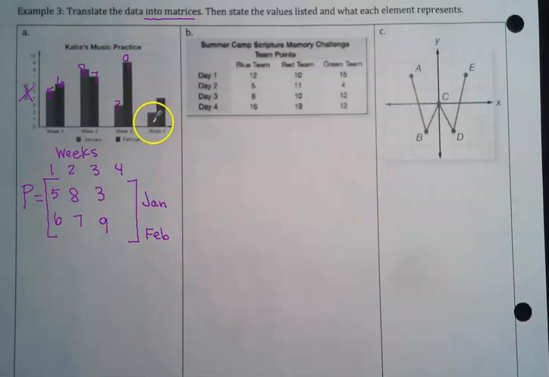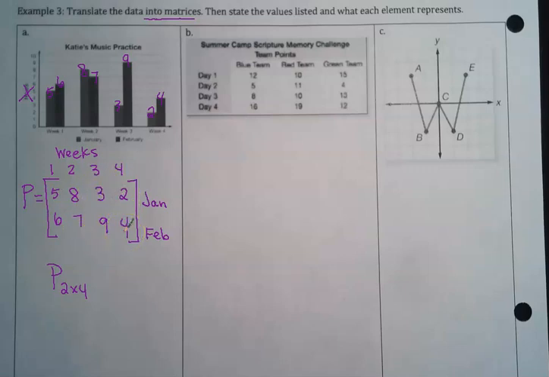Okay, week 4, how many hours did she practice in January? 2. And how many hours did she practice in February? 4. So there is our matrix. We've got it right there. If I was going to name this matrix, it would be P. And what are the dimensions of this matrix? Good, it's a 2 by 4, because we have 2 rows and 4 columns.